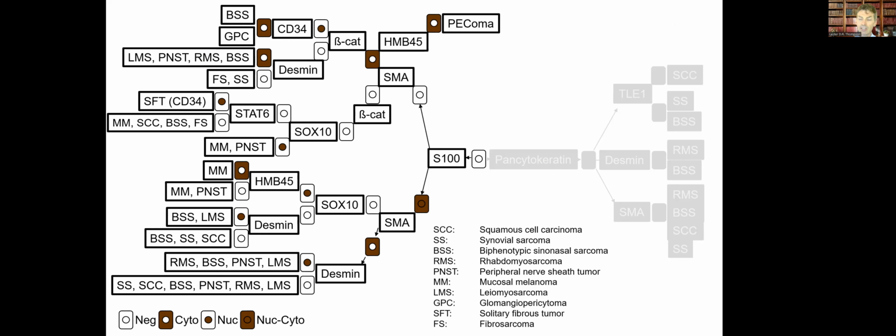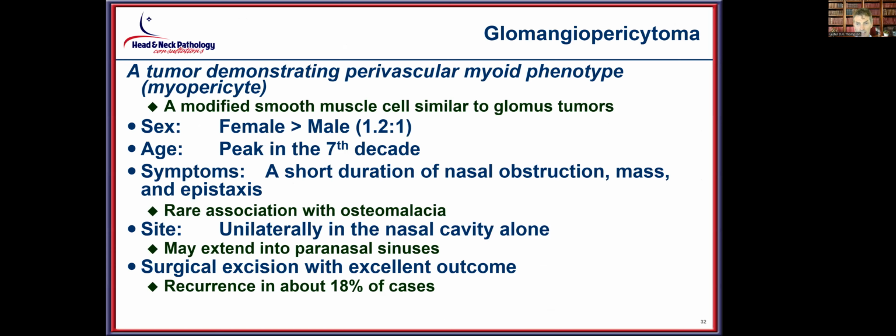Okay, let's gray out the pan-cytokeratin side of the house for the moment. Consider that it is probably going to be negative, and then you have a whole host of different antibodies that can be used with kind of an algorithmic approach to get to your diagnosis based on staining for S100 and then smooth muscle actin or HMB45, desmin, SOX10, etc. So let's first talk about glomangiopericytoma.